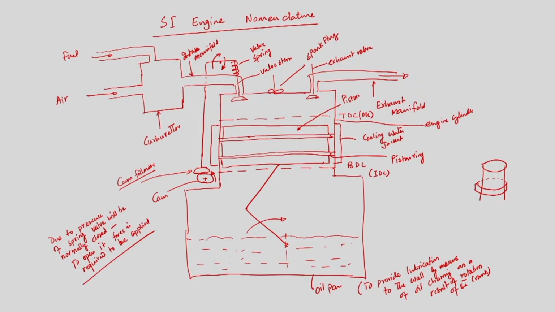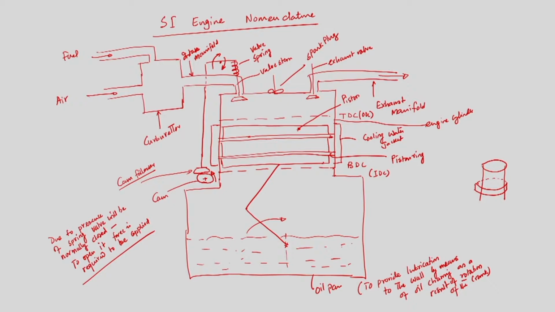We have given this cam, cam follower and cam mechanism. Since it is a spring-loaded valve, the normal tendency will be to remain seated, not always closed, but if you need to open it, we have to apply force. So this is the nomenclature of an SI engine. And now we will discuss the strokes.